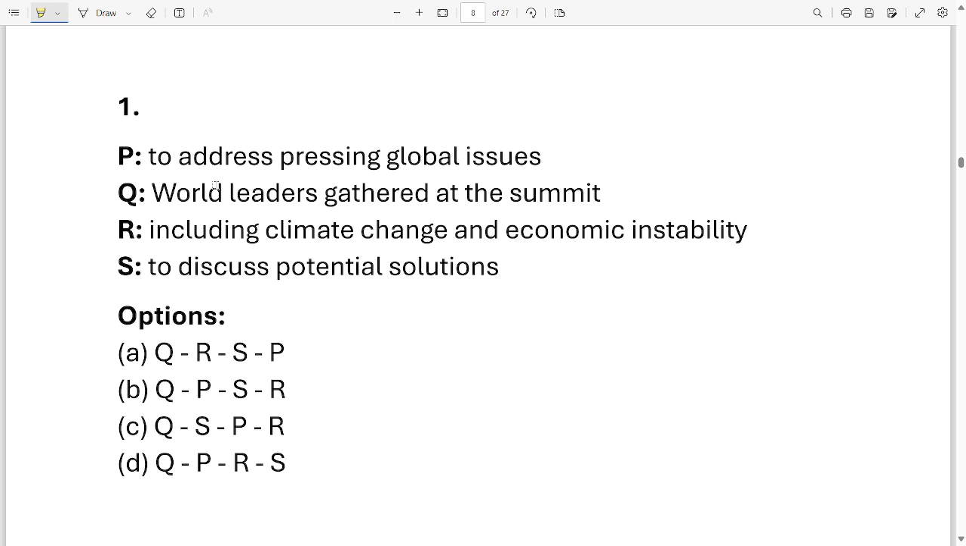P, to address pressing global issues, world leaders gathered at the summit, including climate change and economic instability, to discuss potential solutions. Now these are the 4 sentences. Rearrange them and choose the correct option from here. It is option C.